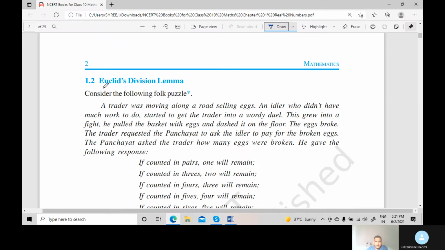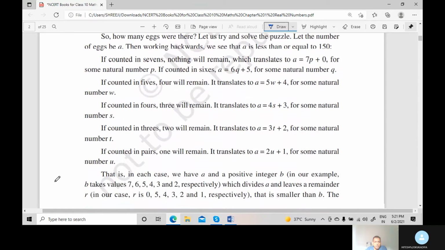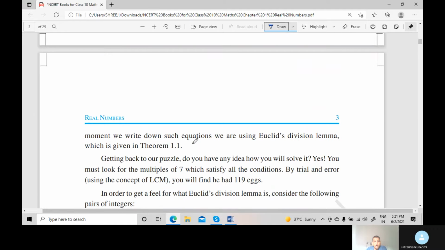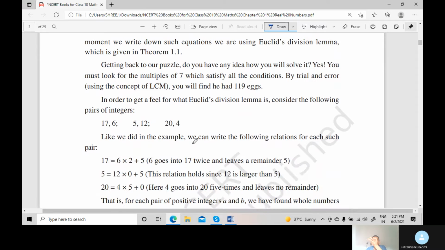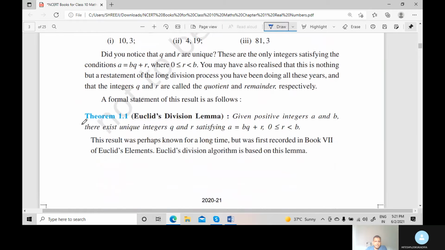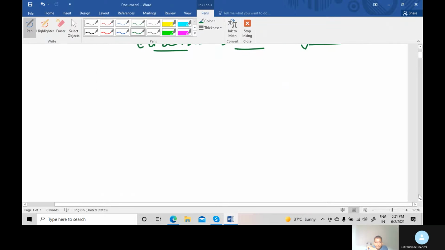Look at your textbook. Our topic heading is Euclid's division lemma. In your textbook, one example is given here, but we give another example and explain what the meaning of Euclid's division algorithm is. Okay, look here. We give the example first, then explain theorem number 1.1, Euclid's division lemma. This one is very important.